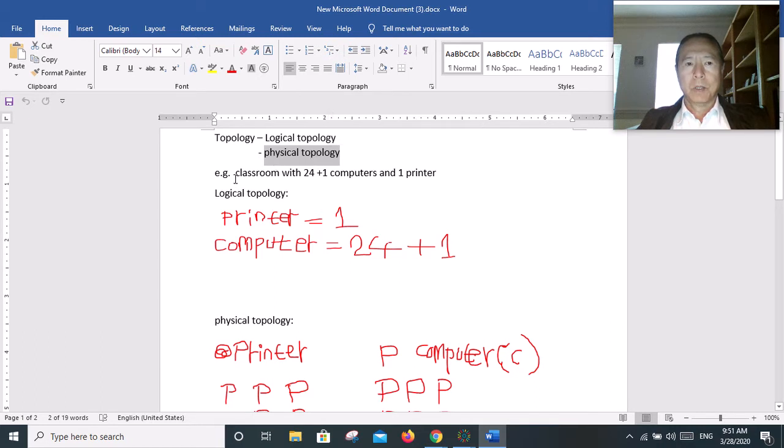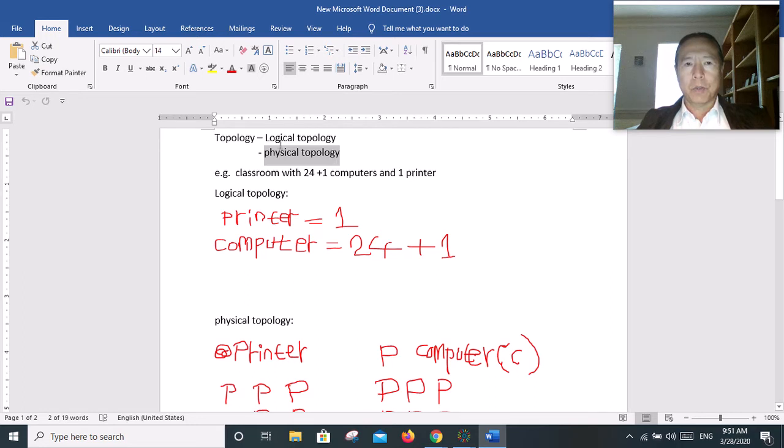Let me give you an example to show you the difference between a logical topology and physical topology. For example, in a classroom with 24 plus 1 computers, 24 computers for the students, one computer for the teacher, and one printer. Everybody is sharing this printer. So we are talking about network topology. Where does this network come from? 25 computers sharing one printer. Now we have a network here, networking. And in this network with 25 computers and one printer, show me.